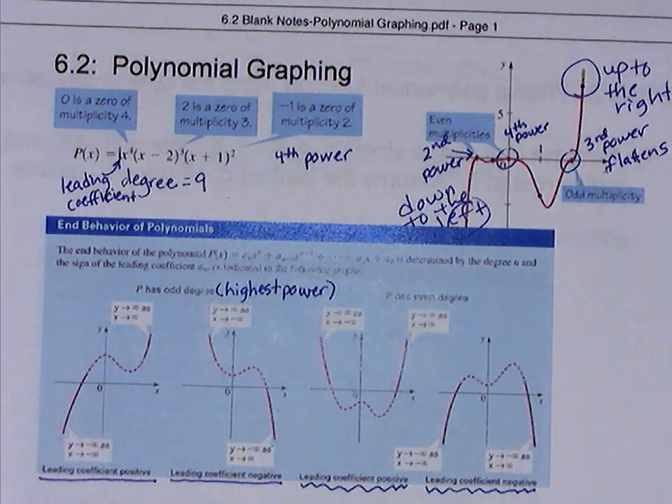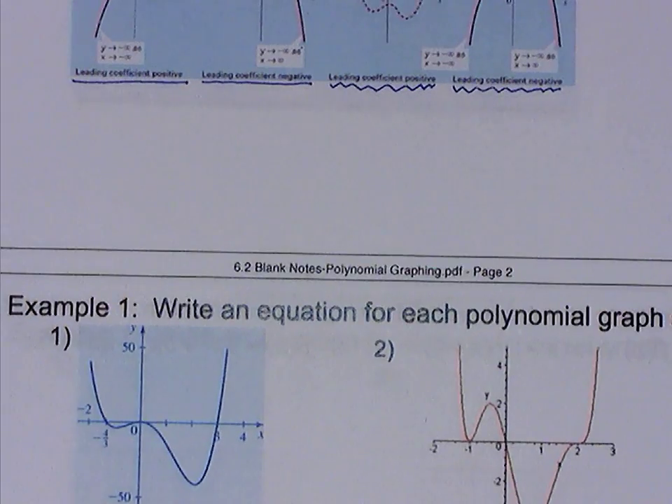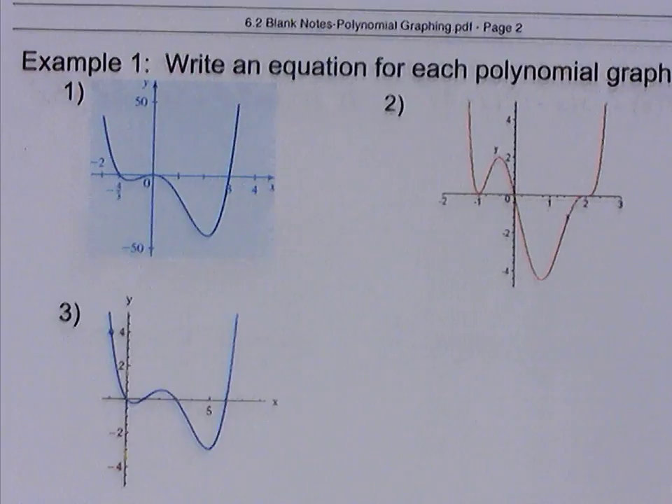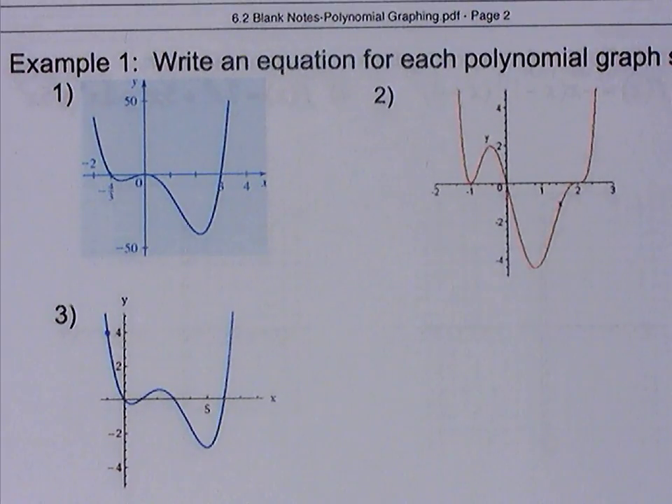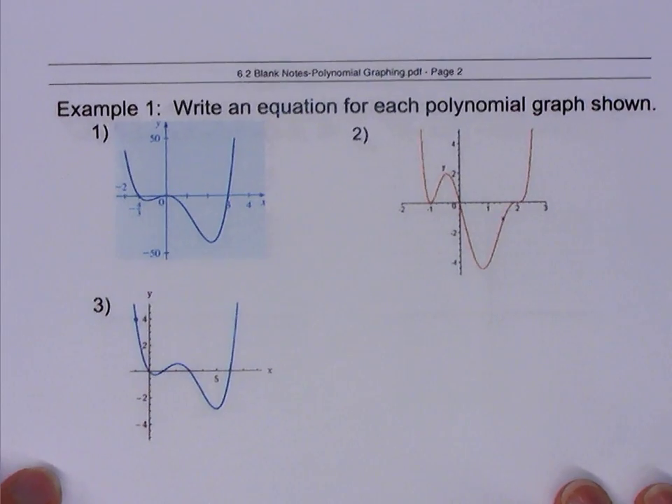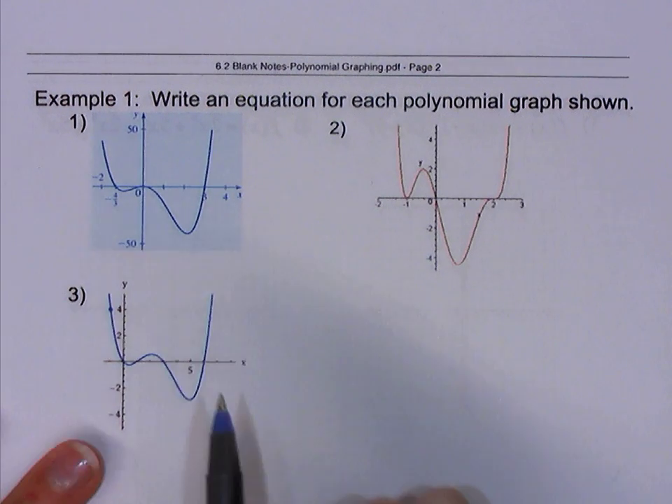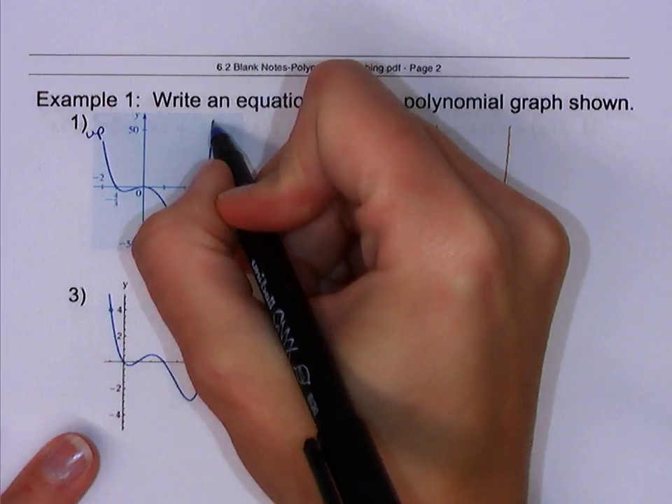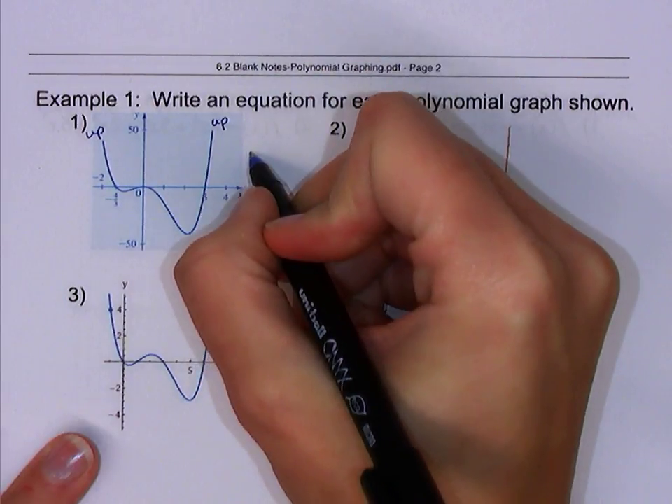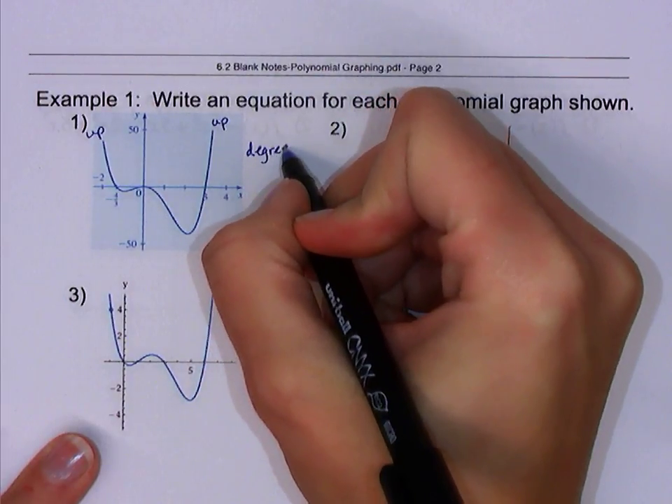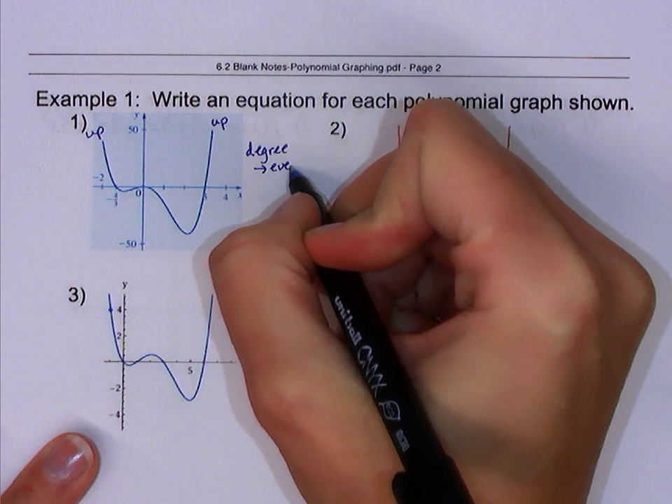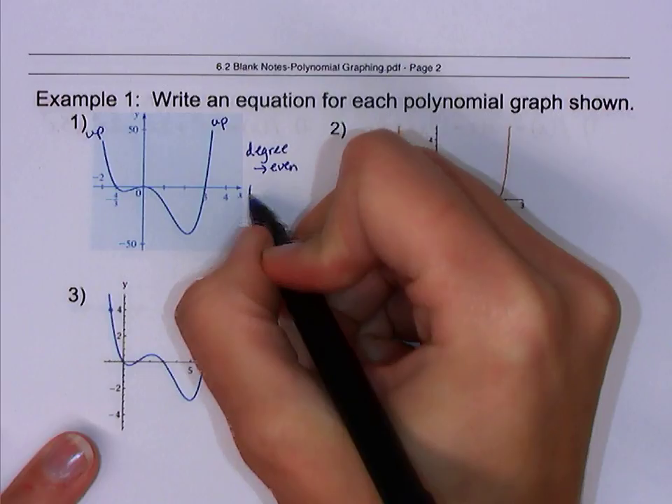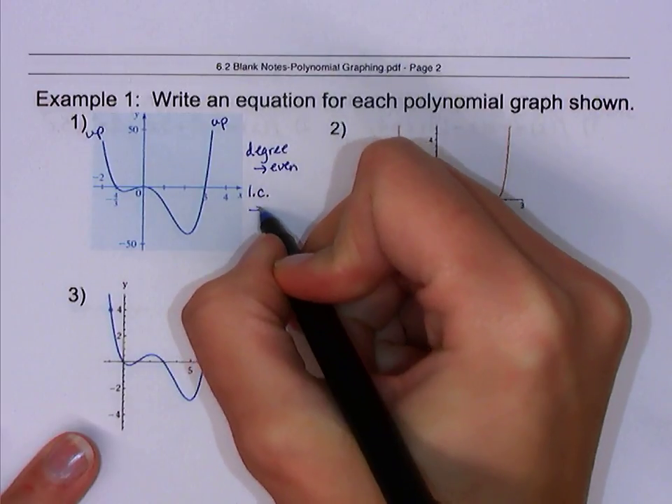All right, so just to give you an idea of what's going on here, we're going to write some equations for polynomials. So like number one, what you would want to do is look at your end behavior. This tells me they both go up. The degree is even. And since they both go up, the leading coefficient, which I'm going to abbreviate LC, is positive.